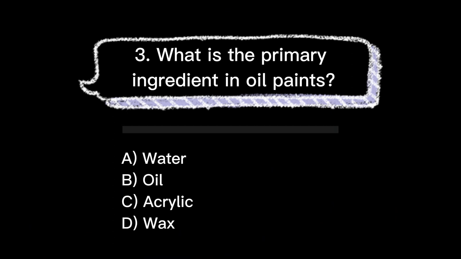Three, what is the primary ingredient in oil paints? A. Water. B. Oil. C. Acrylic. D. Wax. In 10 seconds, which do you think is the correct answer?